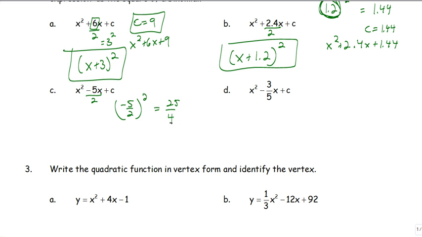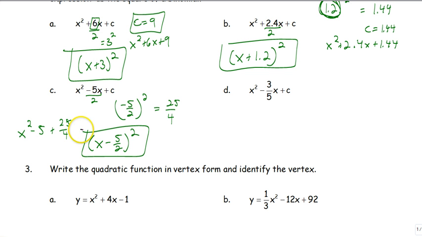Leave it in fraction form. So my problem becomes x squared minus 5x plus 25 over 4. Now we can factor it. X minus 5 halves, quantity squared. Again, we got that from just dividing by 2, and this value is our c value to make this happen. This is not nice at all.